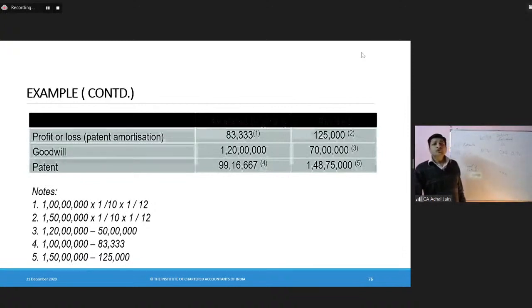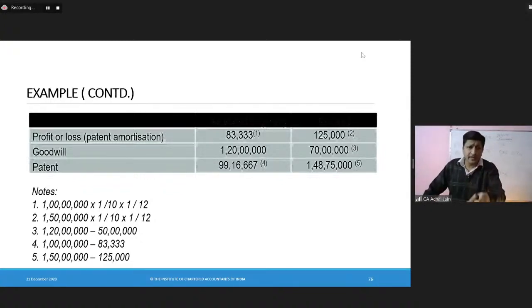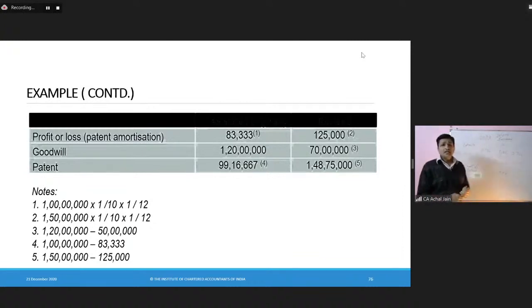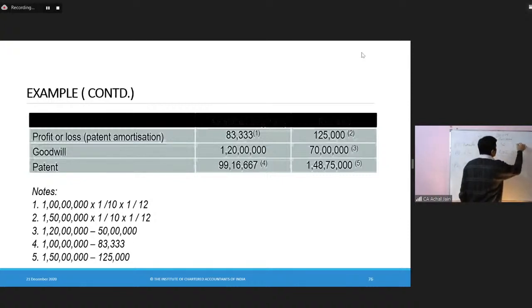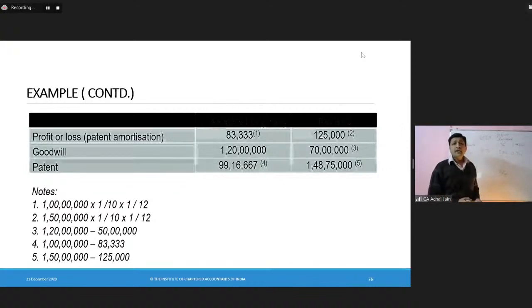Patent was shown at 1 crore earlier, on which some amortization would have been charged. What was the amortization earlier? 83,333. So the net balance of patent became 99.16 lakhs. Fine. So I've taken the gross amount. As I told you, I did not compute the amortization. Now the patent would be 1.5 crore. But we will consider this 1.5 crore amount from the date of acquisition, and we will charge amortization from the date of acquisition. In which case, its carrying amount will become 1.48 crore. And similarly, its amortization, which was 83,000 earlier, will change to 1,25,000 now.